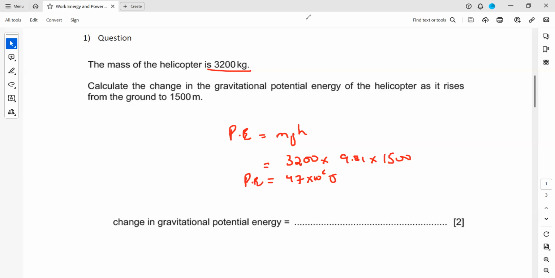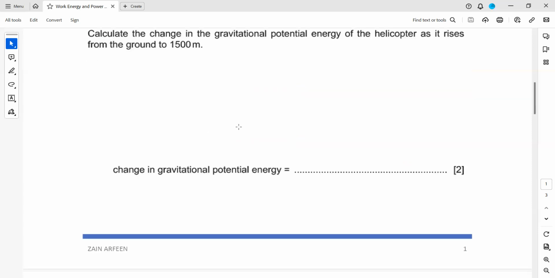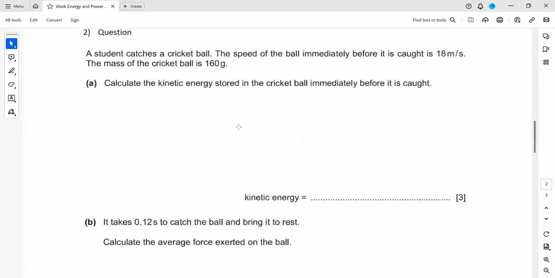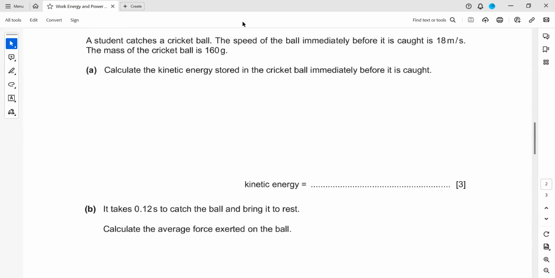So how are the marks distributed? One mark is for writing a formula and the second mark is for the final answer.